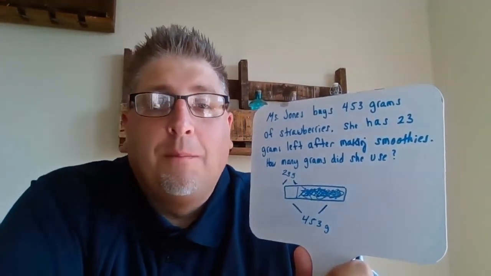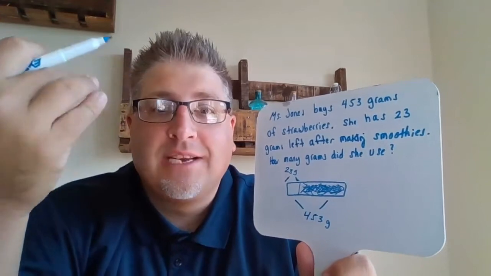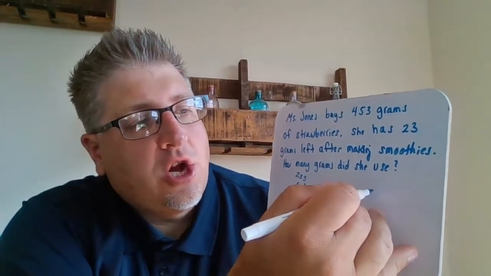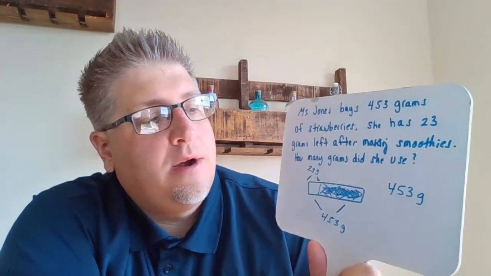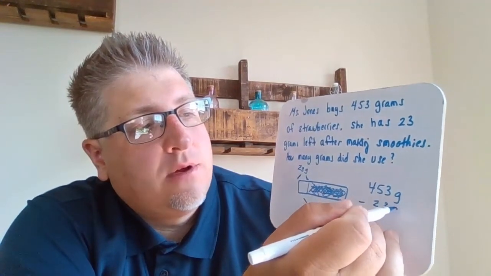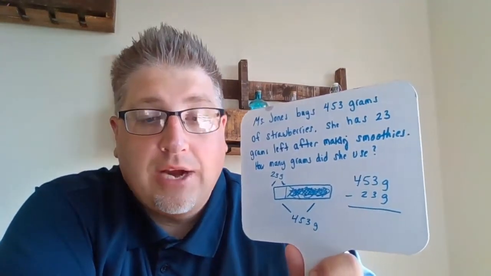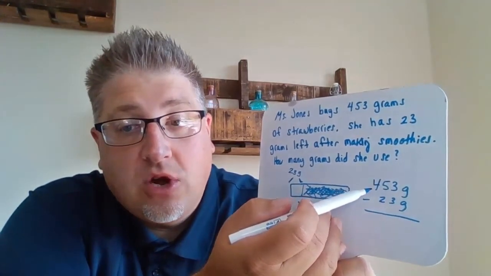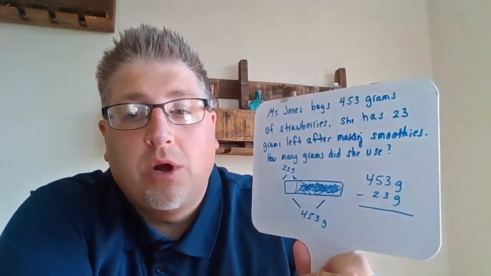When I hear how much did she use or how much was left, it automatically makes me think of, yep, subtraction. So I'm going to subtract here. So I know she started with 453 grams of strawberries, and she had 23 grams left. So if I set up a basic subtraction problem, this will figure it out. Whatever we get here is going to be what she used.